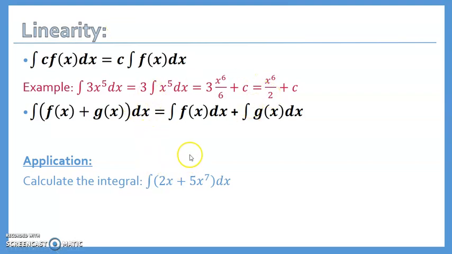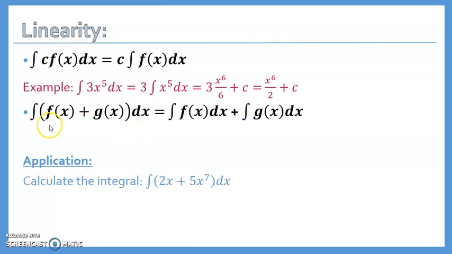So from now on, when solving integrals, you can skip this step. So when you see this form, you see a constant multiplied by a function of x, you keep 3, and you integrate x power 5, so you get x power 6 over 6. So you can skip writing this step.